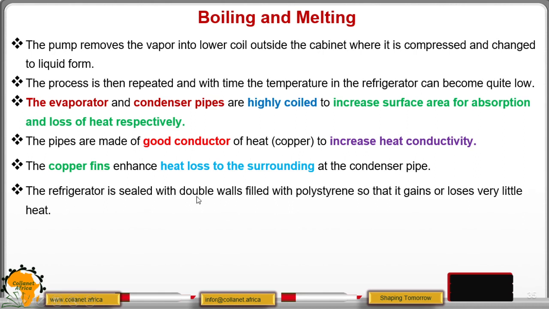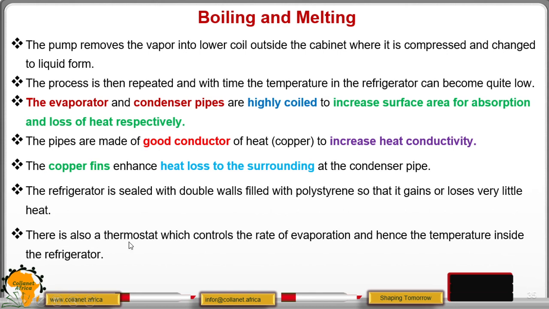Then the refrigerator is sealed with double walls, and those double walls are filled with polystyrene. This ensures that there is no gain of heat from the outside, or loss of heat to the outside. So heat is lost only through the volatile liquid and vapor inside our pipe. That way, we are able to ensure that the food inside the refrigerator remains cold. There is also a thermostat, and this will control the rate of evaporation. And if the rate of evaporation is controlled, then the temperature inside the refrigerator is also controlled. So that way, the refrigerator is working effectively.